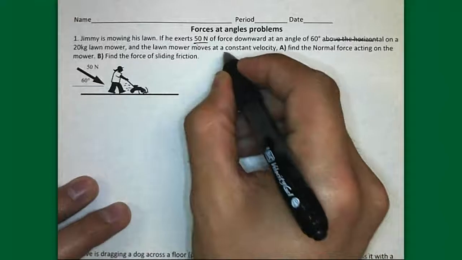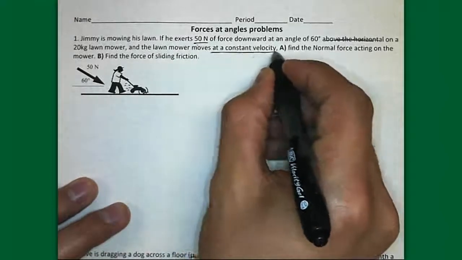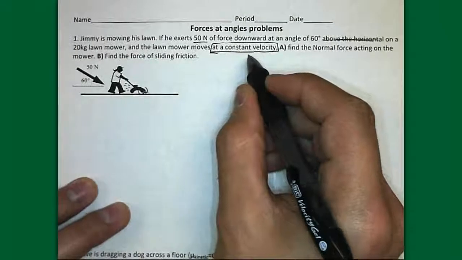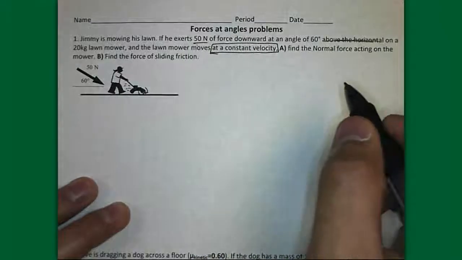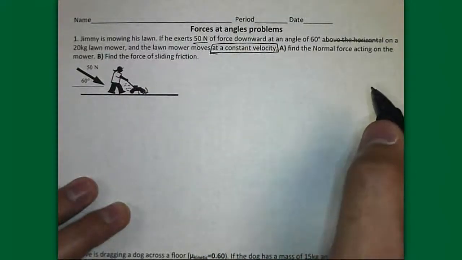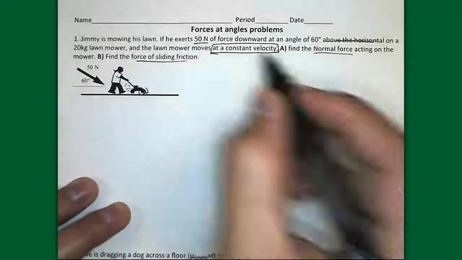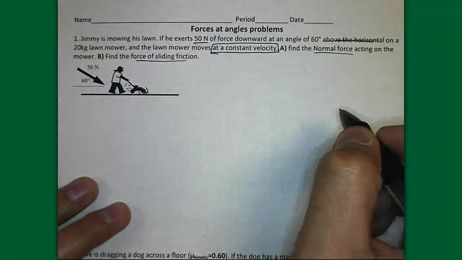And in this problem, it says the lawnmower is moving at a constant velocity. That is an important phrase. Whenever you see it, you should probably circle it. It's very important to know for later on. We want to find the normal force and the force of sliding friction.